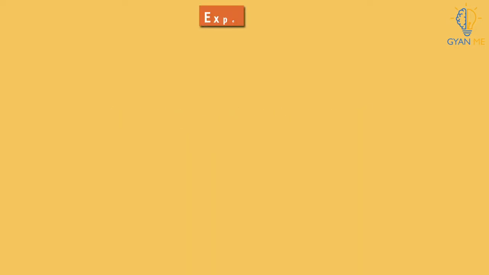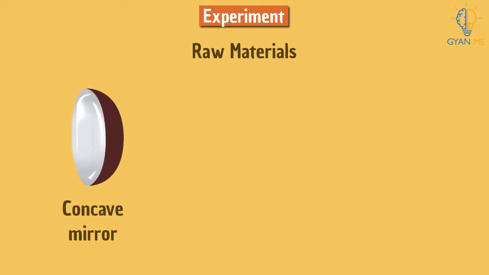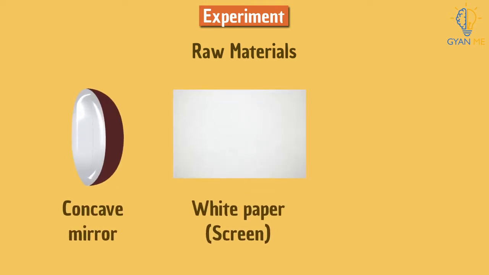For that we'll have to do an experiment, and to do an experiment we know we require raw materials. What are those? We require a concave mirror, white paper as a screen, and a ruler. How will you perform the experiment?